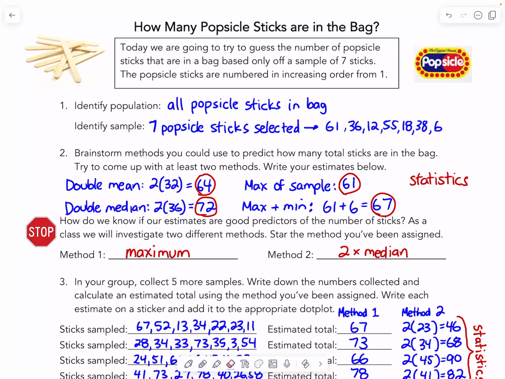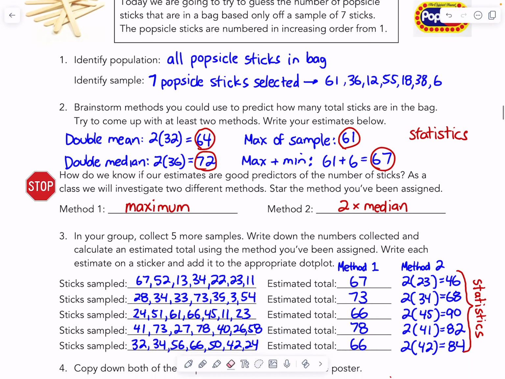And then we found the median, which was 36, and doubled it. Or maybe some people want to do the maximum of the sample or add the maximum plus the minimum just to get an idea of how many sticks were in the bag. So as a class, we investigated 2 methods, and this is the method that we are doing. I told half of the class to do the maximum method and the other half of the class to do 2 times the median method.